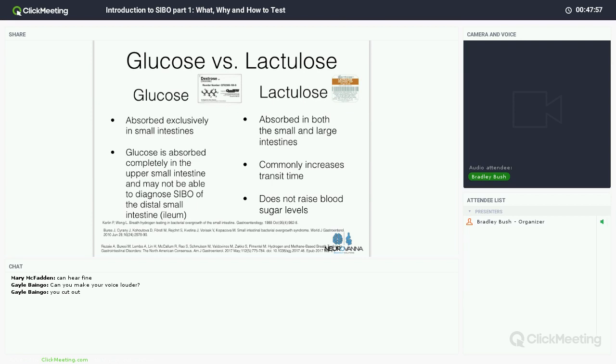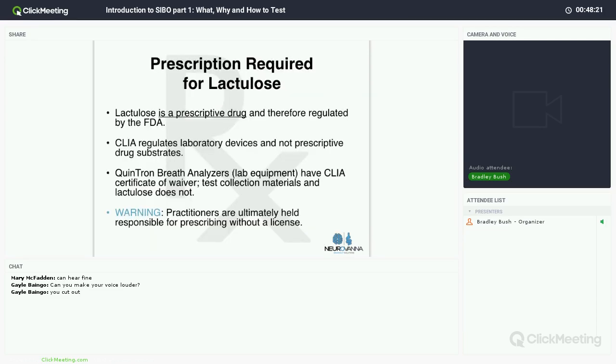In our laboratory at Neurovanna, the percent positives that we see coming in, so the number of samples we receive from glucose challenge tests and the percent from lactulose challenge tests, are identical. There's no difference that we see in the number of positives or negatives between the two. And ultimately, if there was a big difference, we would see it there.